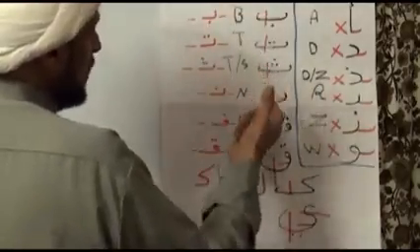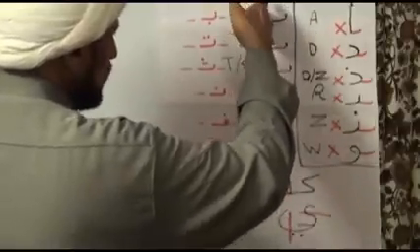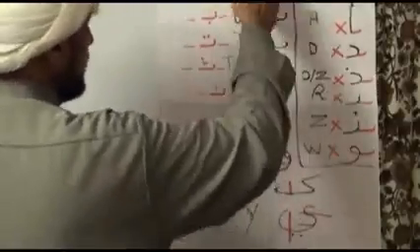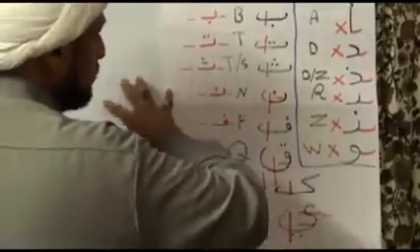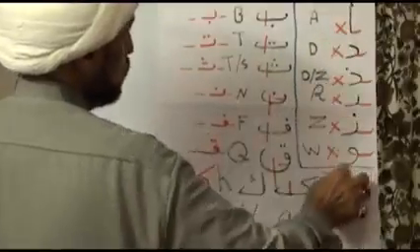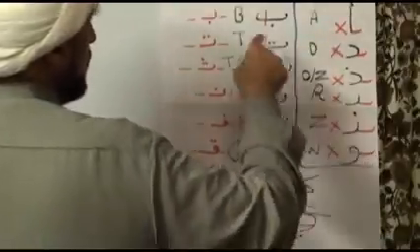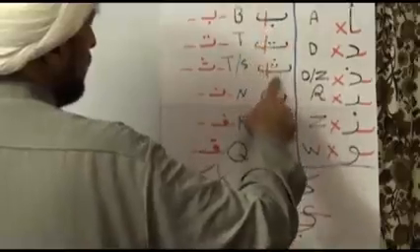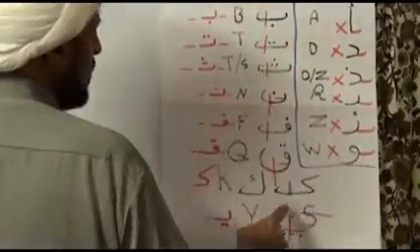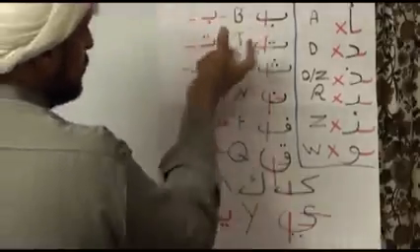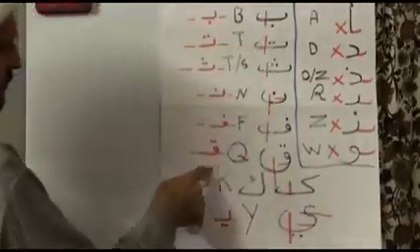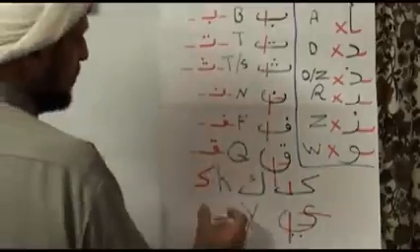And then there are these both family. When they get attached, they get attached from both sides. All the alphabetical letters get attached from both sides, except for these 6 ones. So these are like ba, ta, tha, na, fa, qa, ka, ya.